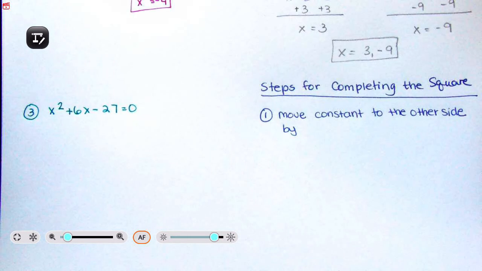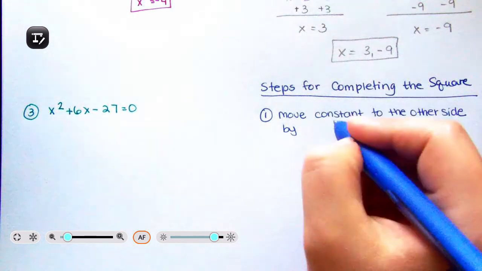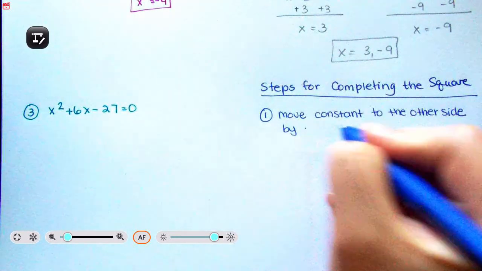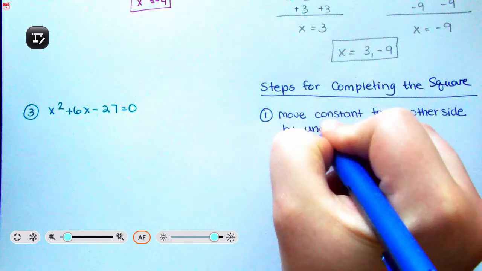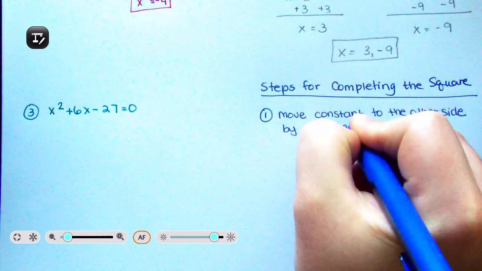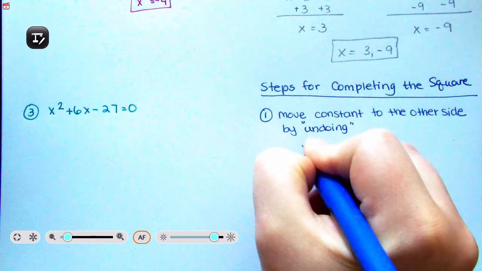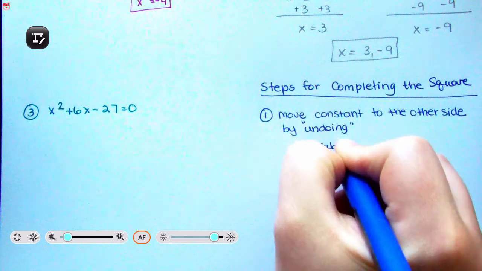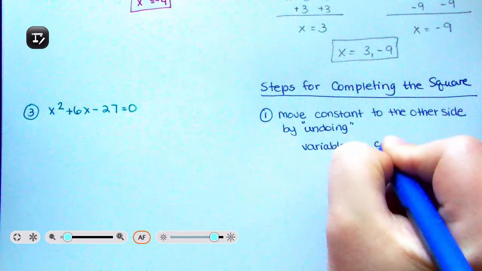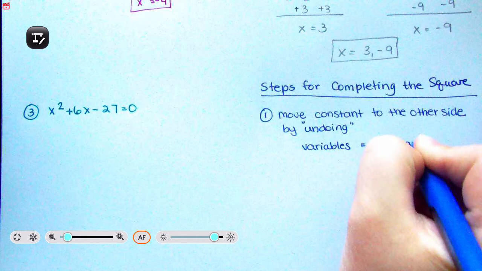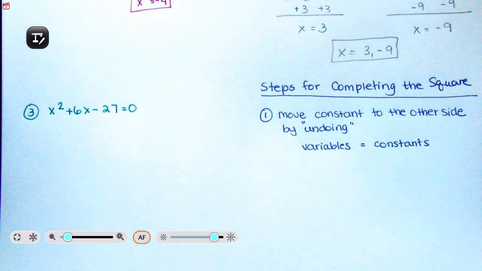I'm thinking by IM1 method, but you're going to do by opposite operation, by undoing. Let's call it undoing. So you want your variables on one side and you want your constants on the other side. So let's do that. Let's write our steps and also do our work together.